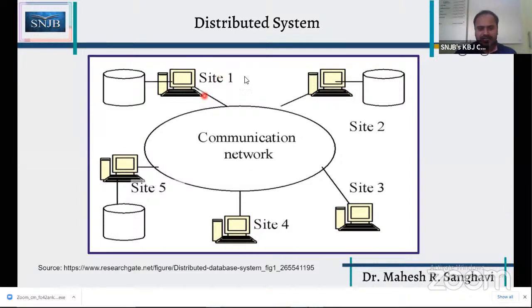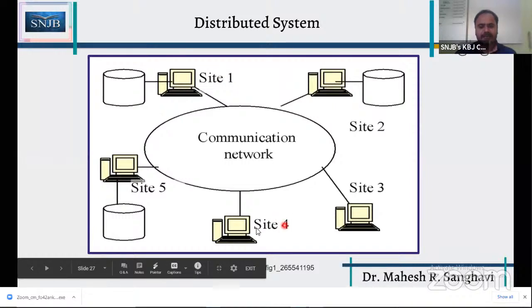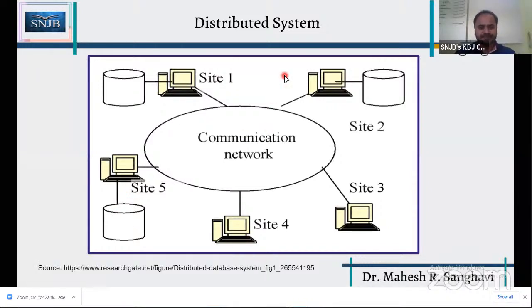Now, when we are talking about a distributed database system, every site will have some database, or there are certain sites that may be connected and may be accessing the database of some other site. That may be possible. Now the advantage of a distributed database system.